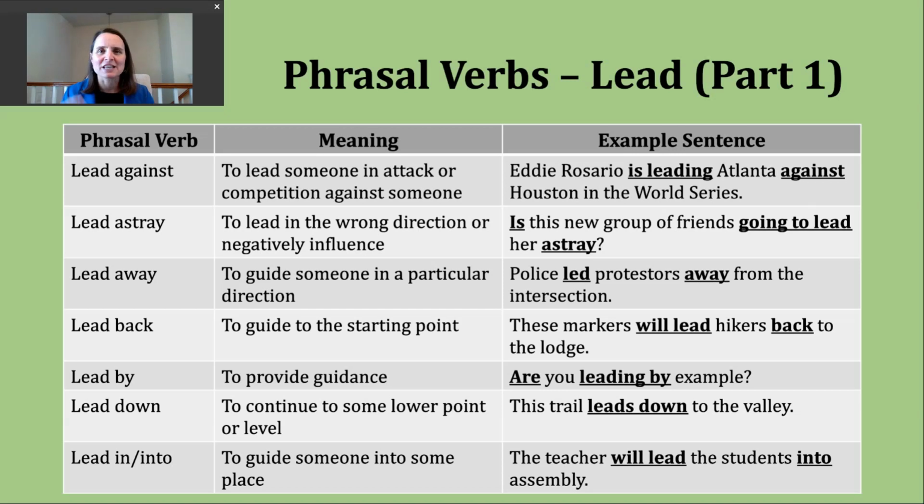And I always do this when I have lots of phrasal verbs, but I wanted to point out the verb tenses I'm using. So in the first example, is leading against, that's present progressive or present continuous, talking about something that is in progress. My second sentence, is this new group of friends going to lead? That's an example of the simple future using be going to. Okay, now back to new phrasal verbs.